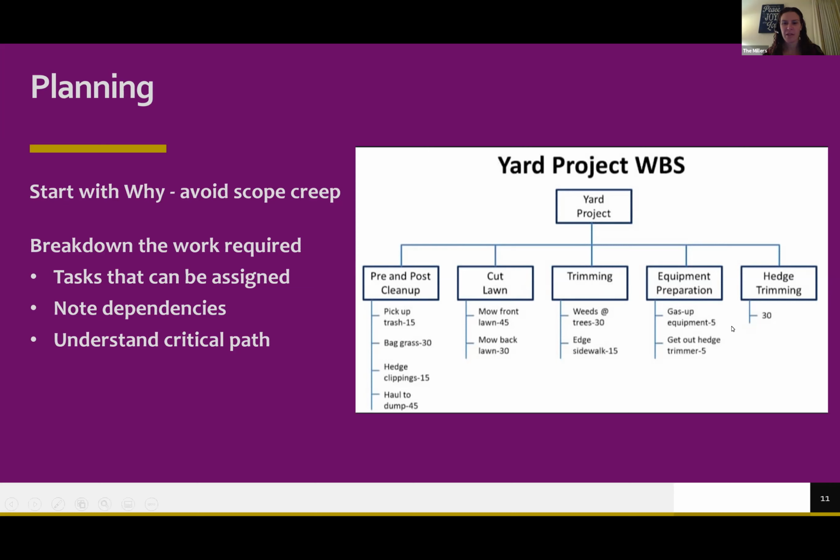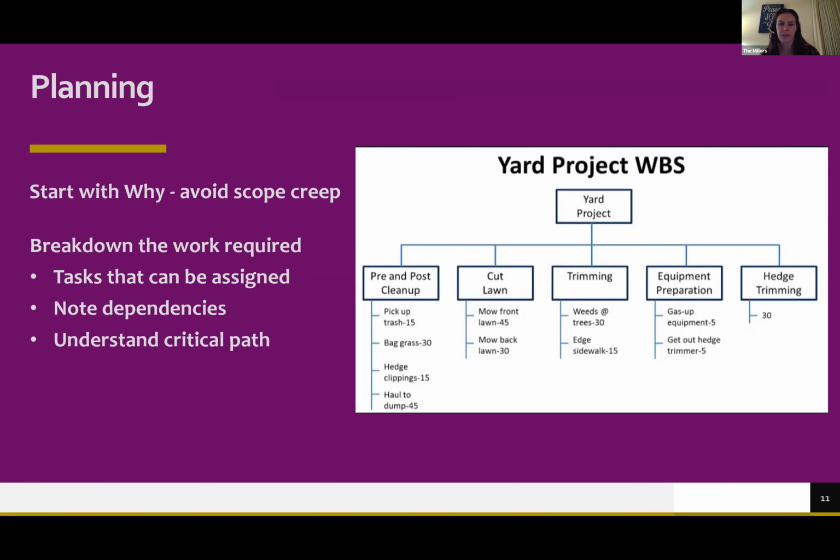So you'll see here we have an example commonly used in PMI around a yard project and how you could break down the work that's required, right? So we need to do cleanup before and after. We need to cut our lawn. We need to trim the edges. We have equipment that we need to maintain and we need to trim the hedges. So you'll see that under each of those tasks, there are subtasks. So cutting the lawn, you can split that into mowing the front lawn, mowing the back lawn. Trimming, you can split that into weeds at the trees and then the edging of the sidewalk, etc.